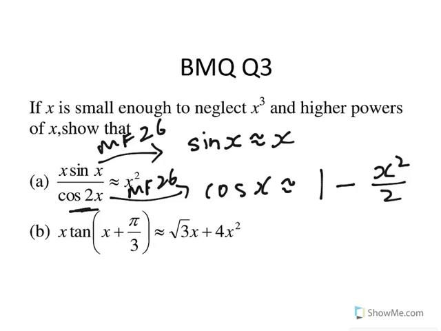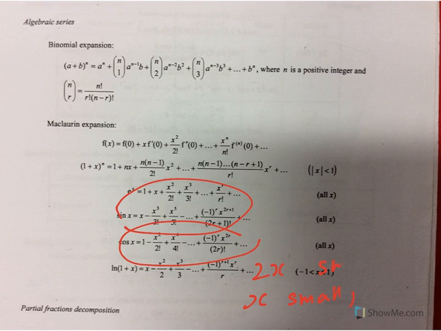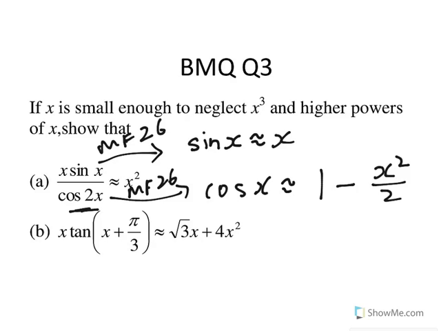in case you still don't know what MF26 is, you refer to this portion. MF26 is on page 2. Just look at the sine x and the cos x formulas. One thing you must know, as mentioned in your lecture notes, is that if x is small, then 2x is also small. We can say that a small multiple of x is still small. Then cos x is 1 minus x squared over 2. Based on MF26, what is cos 2x? You just substitute x with 2x. That's all. You just replace x with 2x.